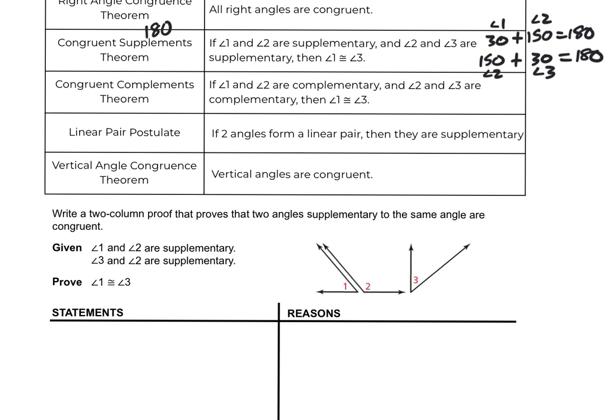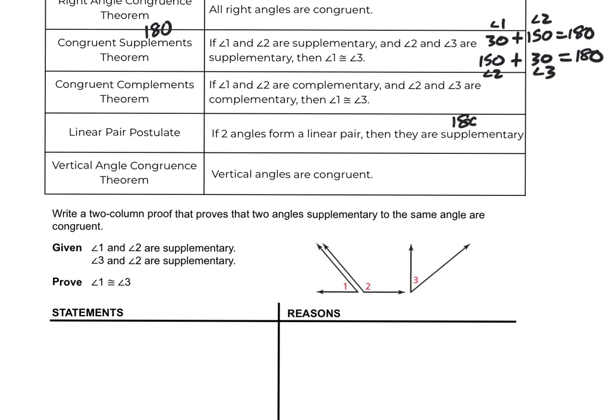Okay, linear pair. If two angles make a linear pair, what does it mean to be a linear pair? Linear is a line, okay? Pair means two. So two angles that make a line. So how many degrees would that be? 180, okay? So therefore, if two angles form a line or a linear pair, then they must be supplementary, which is also 180, right? Supplementary means 180.